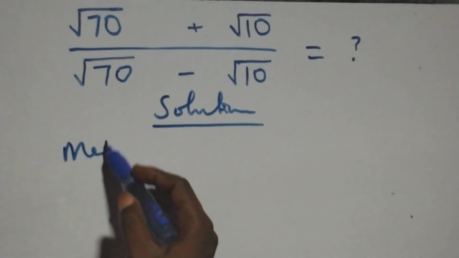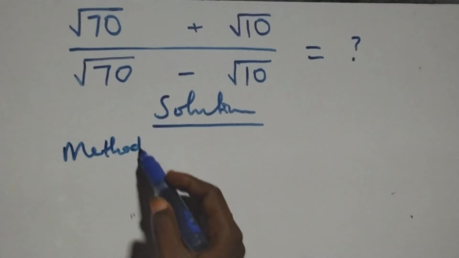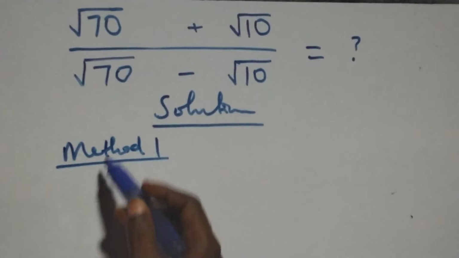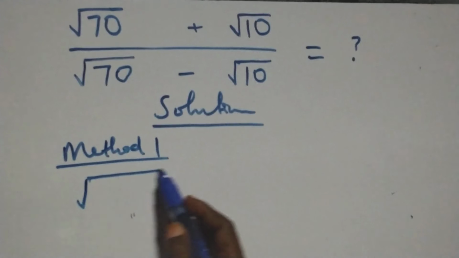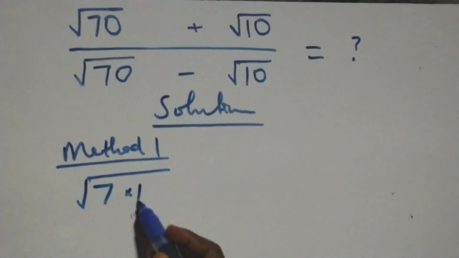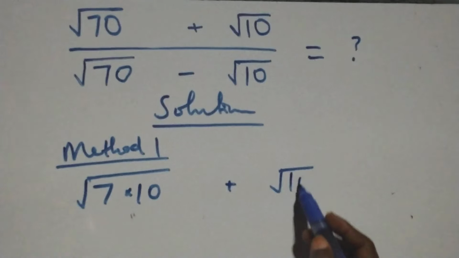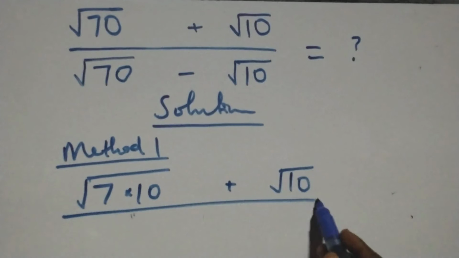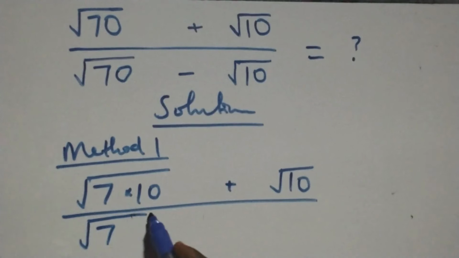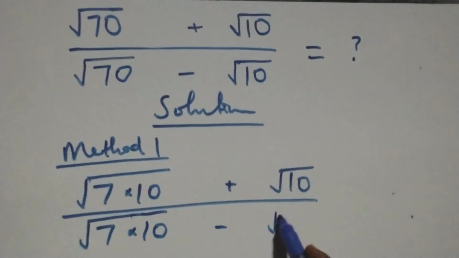The first method, we can rewrite what we have here. Root 70 becomes root 7 times 10, plus root 10, divided by, also here, we have root 7 times 10, minus root 10.